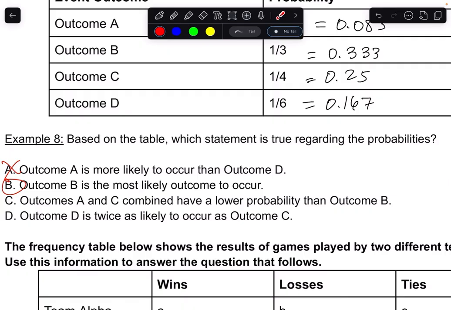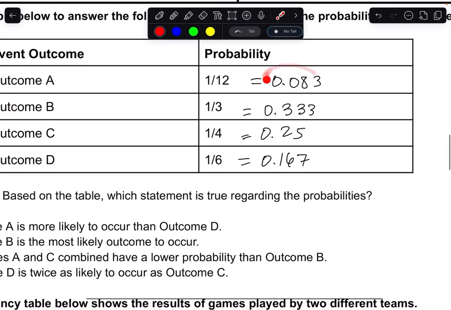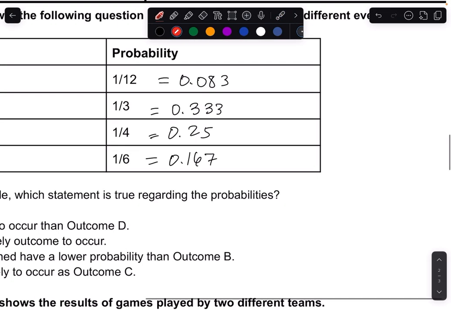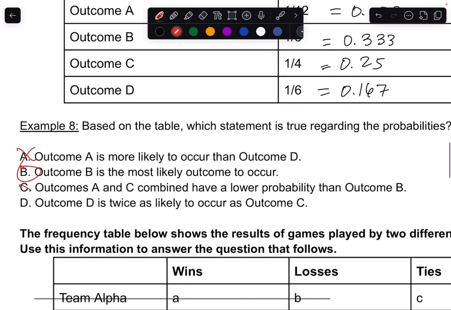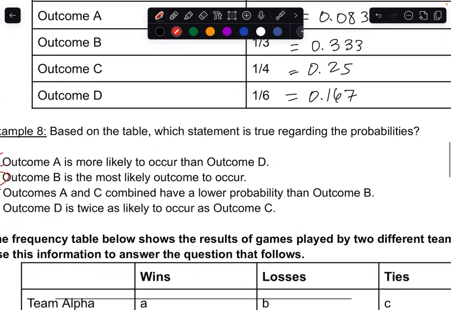Let's just double check. A and C combined have a lower probability than B. Well, A is 0.083 and C is 0.25. Add them together, and that actually works out to be 0.383. So they don't have a lower probability than B. They actually have the same.